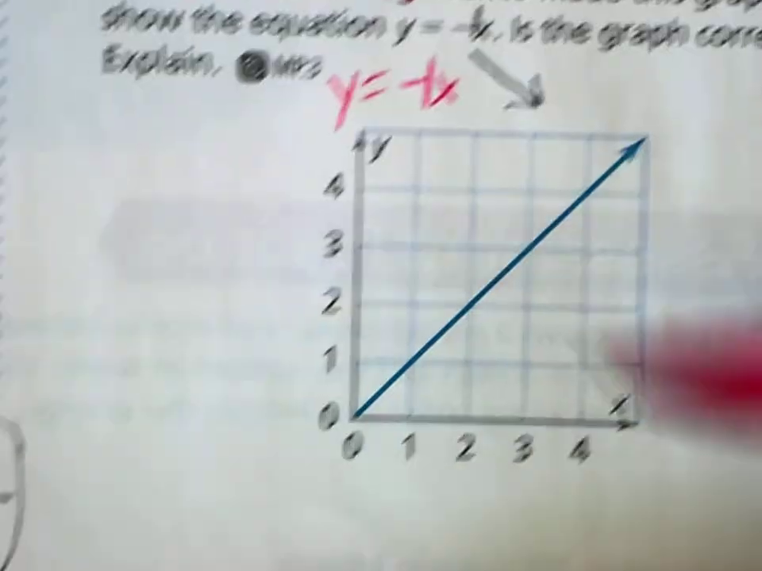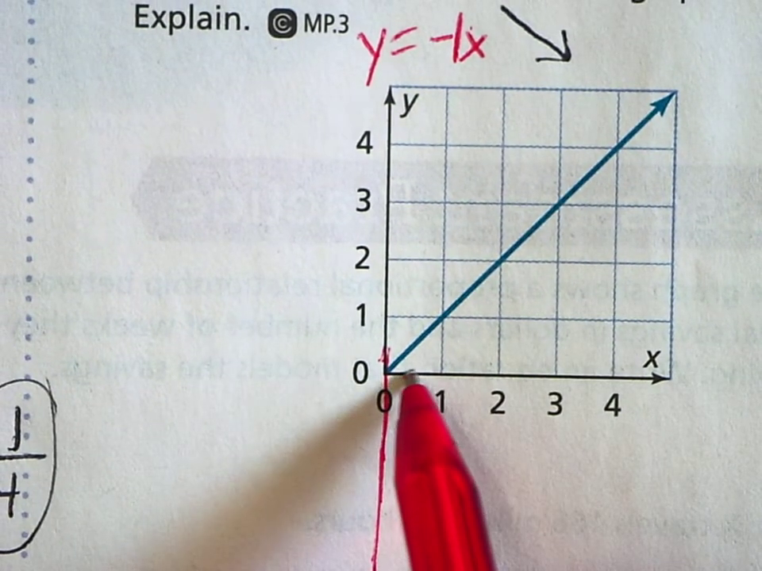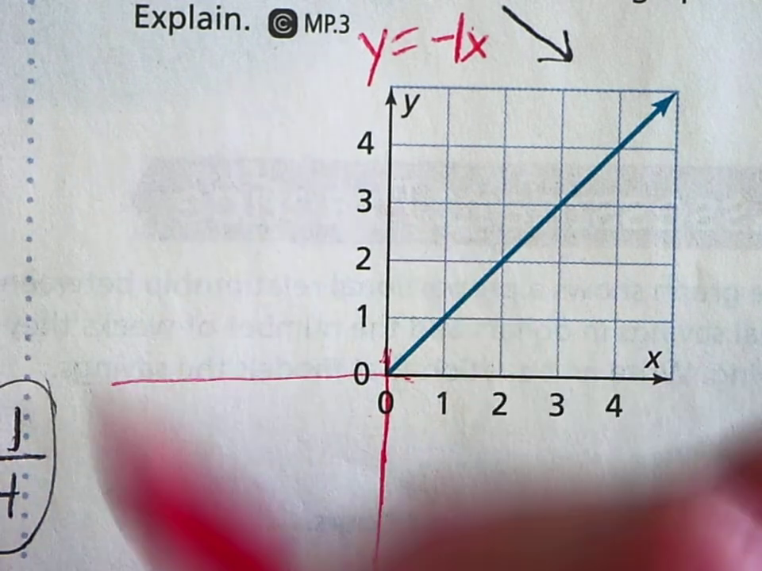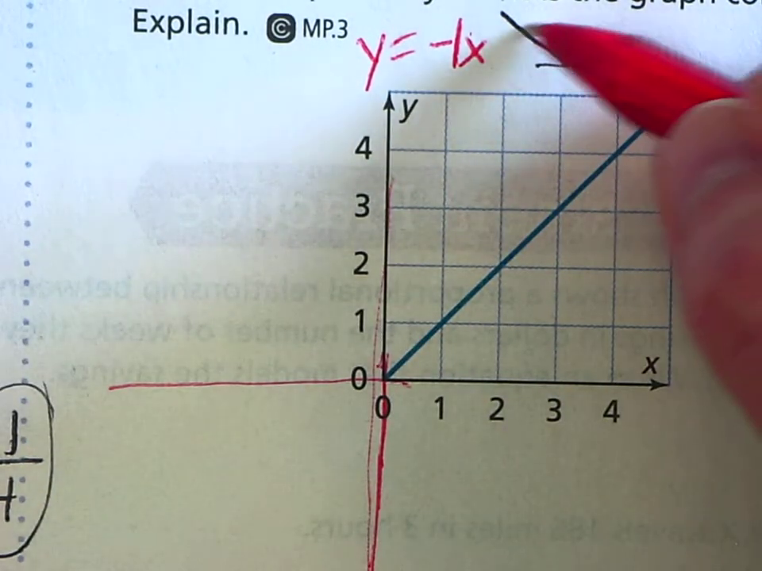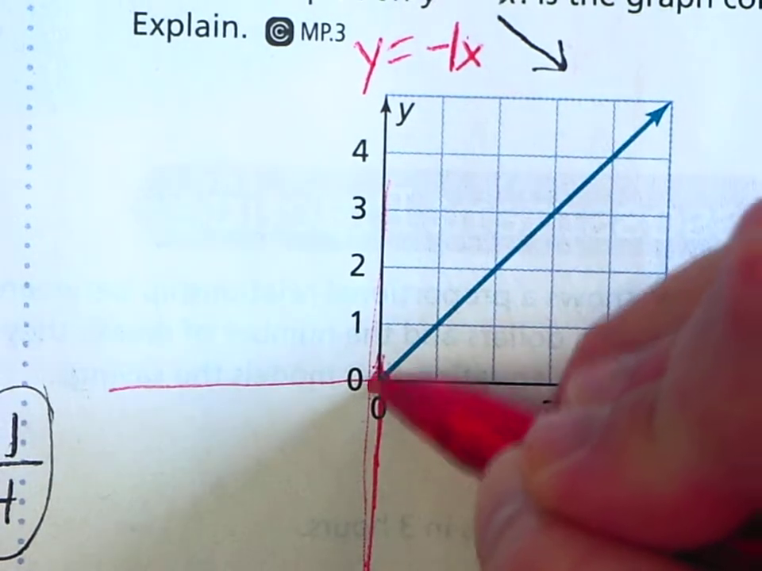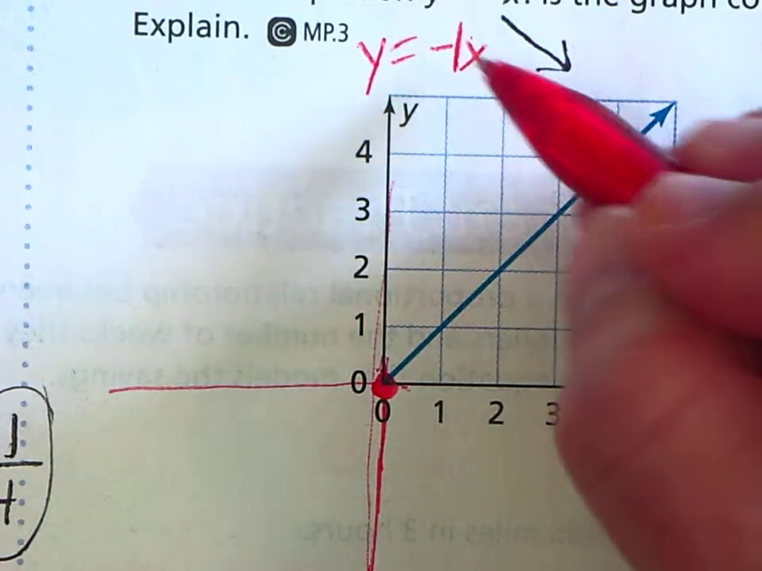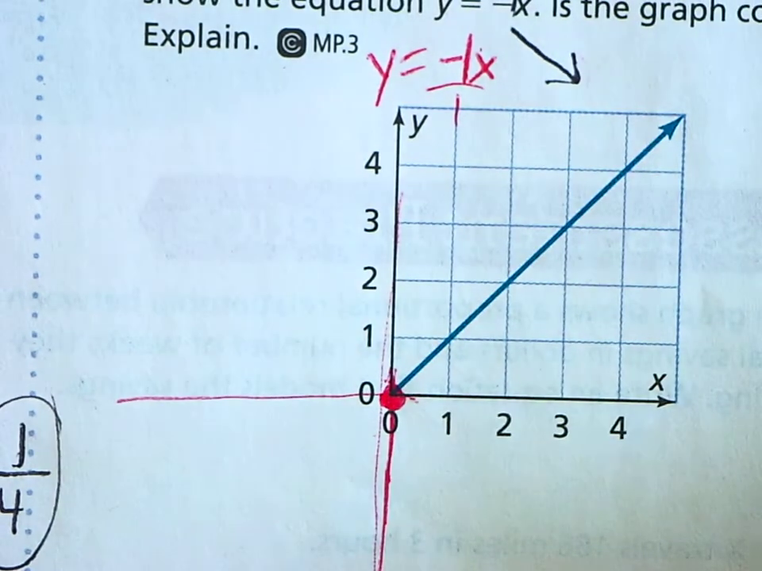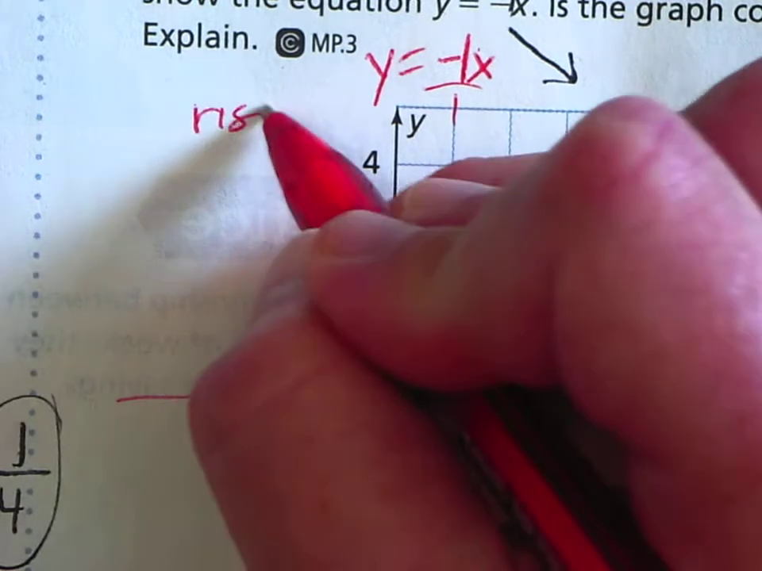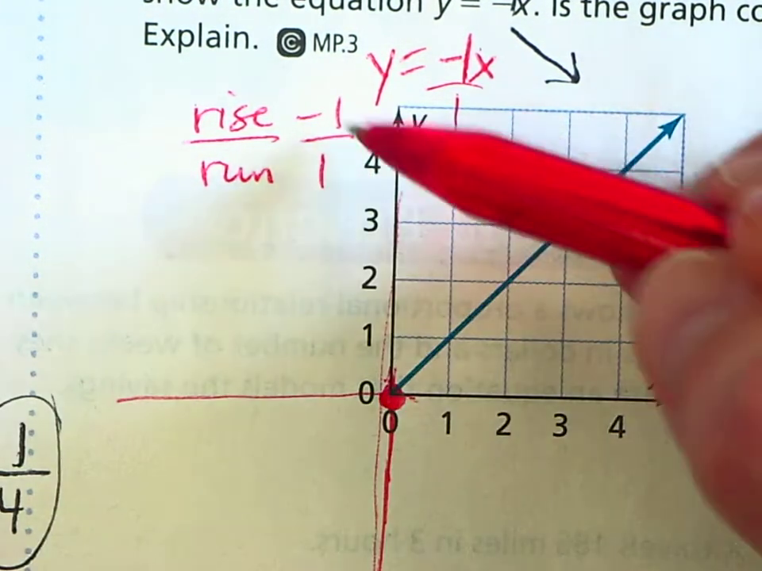Okay, so now if this graph extended and we were looking at this whole coordinate plane, you're going to graph your y-intercept, which is 0, so 0 on the y, but this time my slope, my rise and run, would be negative 1 over 1. Remember, if it's not a fraction, you make it a fraction.